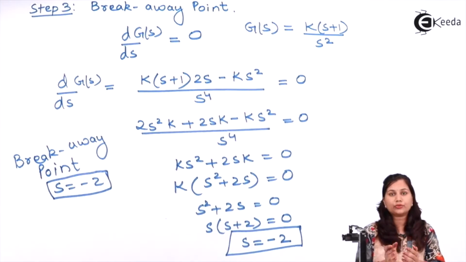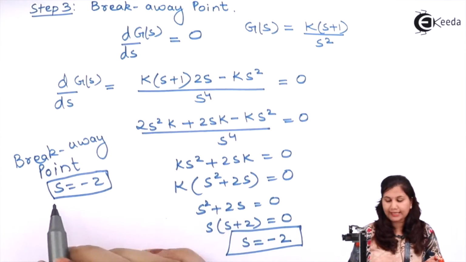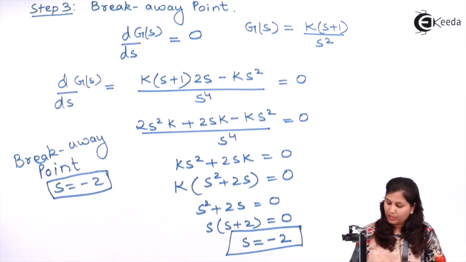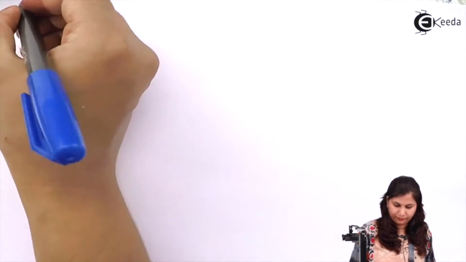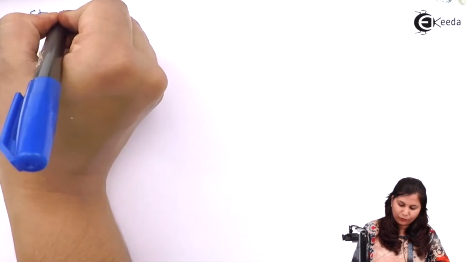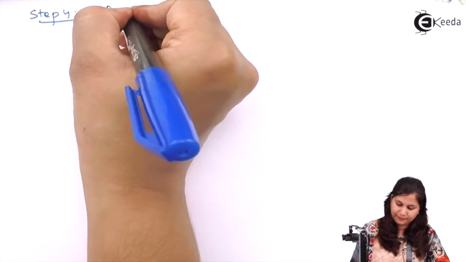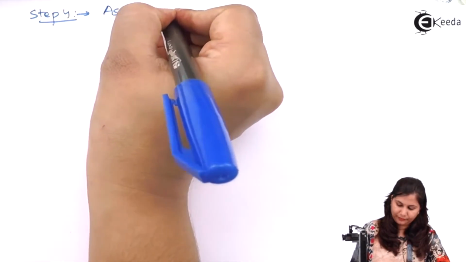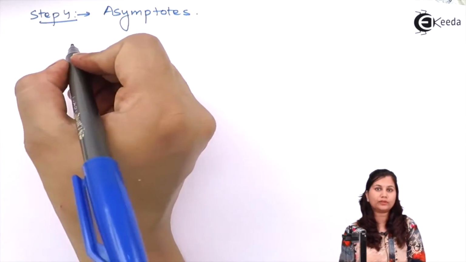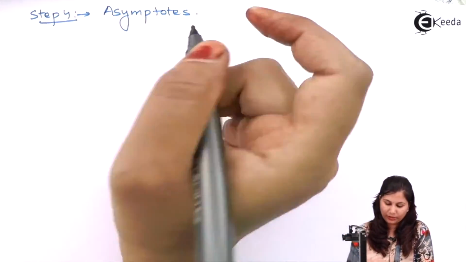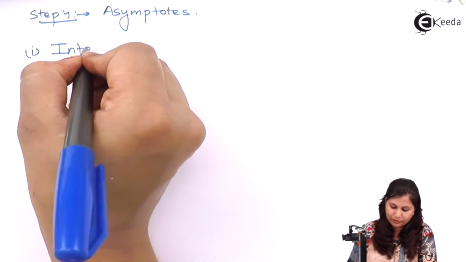That is, the two branches of the root locus are coinciding at s = −2. Now step number 4 is to find out the asymptotes. First, we will find out the intersection point of the asymptotes with the real axis.